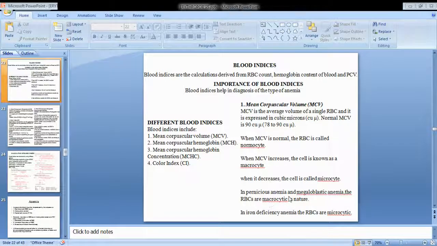Macrocytic, when the RBC is big, is seen in pernicious anemia and megaloblastic anemia, where the size of a single RBC is big. Whereas in iron deficiency anemia, the size of the RBC is small, microcytic.